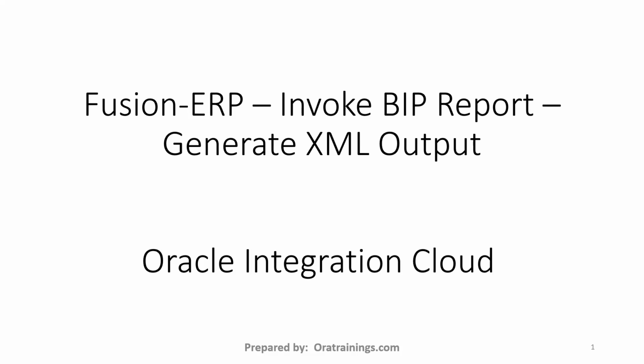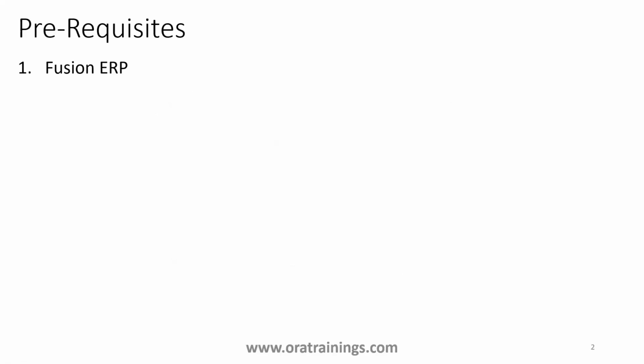In this session, we'll discuss invoking a BIP report from OIC and providing the response of the BIP report as an XML output in the OIC. So let's get into the agenda. The prerequisite is that we require a Fusion ERP instance where we have access to a BIP report.